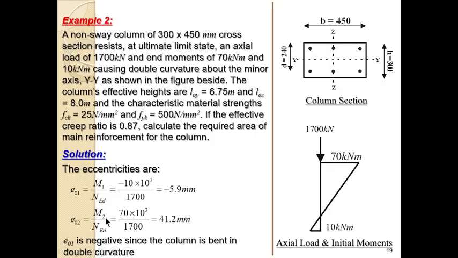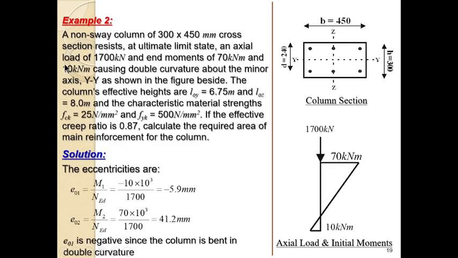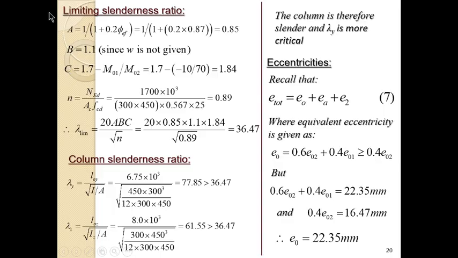So the same thing at this end of the moment. The moment here is 70 over the design load. So we multiply this times 10 raised to power 3 to also change to millimeter, and we have 41.12. So E naught is negative since the column is bent in double curvature. I've mentioned that before. So now we go to calculate the limiting slenderness ratio. We want to find out if the column is a short column or a slender column. So we go to the limiting slenderness.